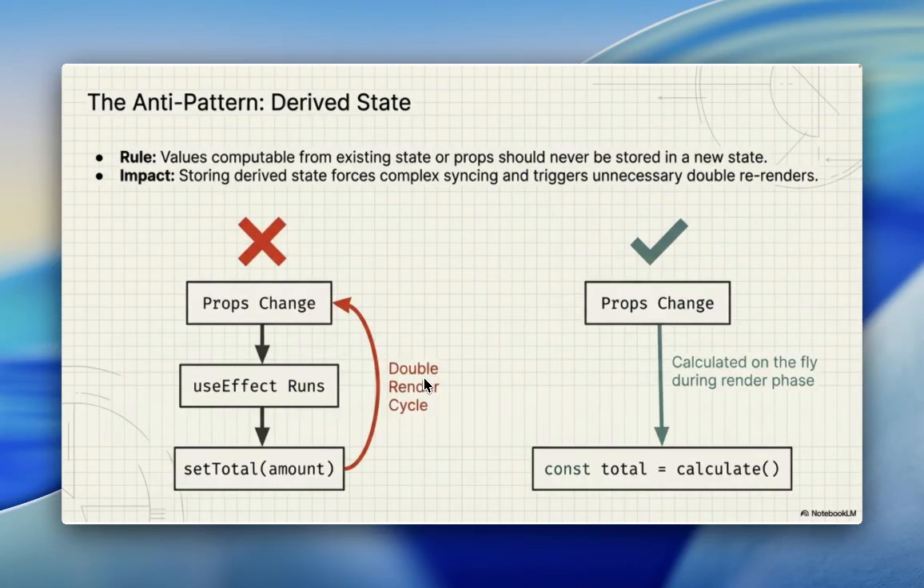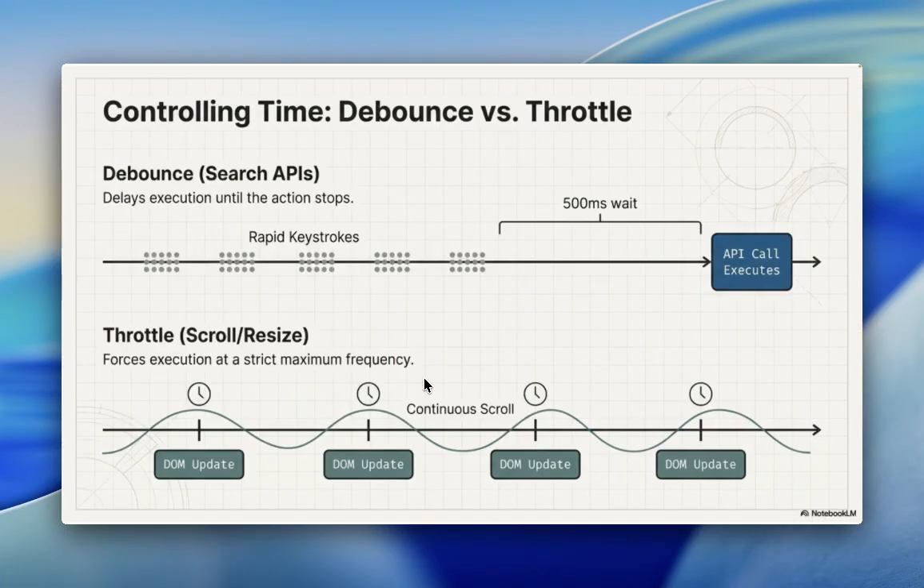Rule: the anti-pattern. Values computed from existing state or props should never be stored in a new state. In fact, storing derived state forces complex syncing and triggers unnecessary double re-renders. So you have a prop change, a useEffect triggers, a setTotalAmount call, and a double render cycle. Instead, you have a prop change, and the value is calculated on the fly during the render phase: const total = calculate.